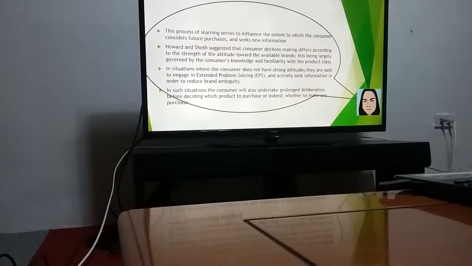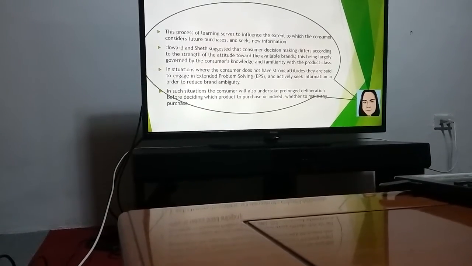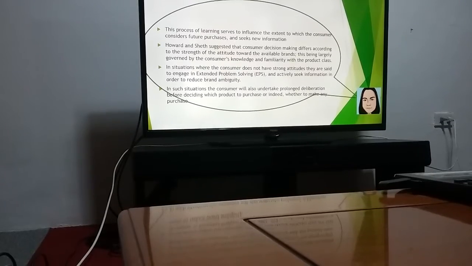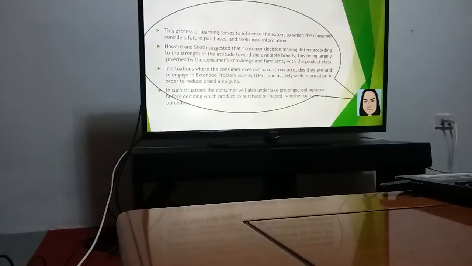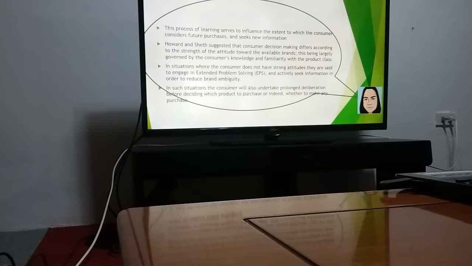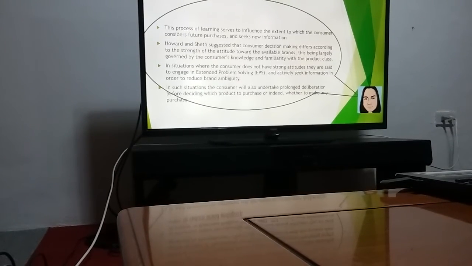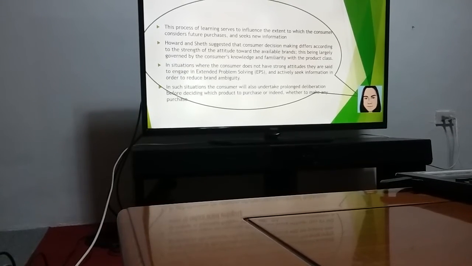So, this process of learning serves to influence the extent to which the consumer considers future purchases and seeks new information. So, habang pinaproseso natin kanina, ang pinaprocess natin kanina ay ang pagbili ninyo ng cellphone. So, it serves as influence to the extent to which the consumer considers daw yung future purchases ninyo. So, sa mga bibili ng cellphone, yun yung gawin yung pattern kung paano kayo bibili ng cellphone.